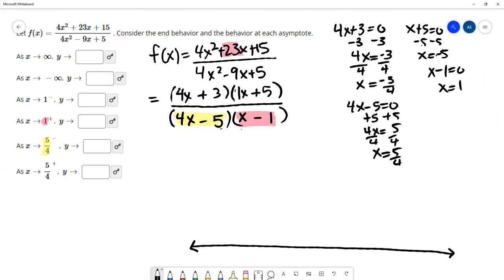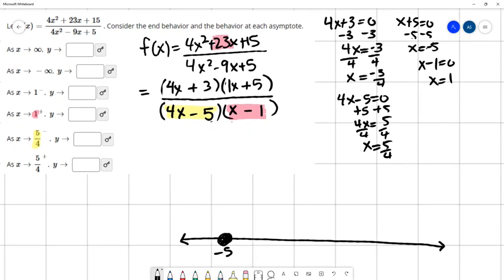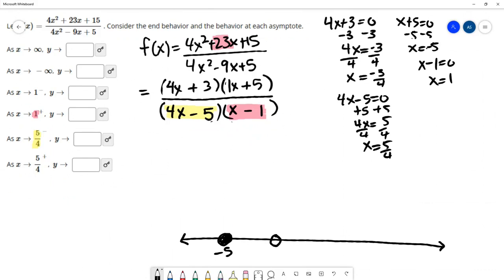So we're going to put all of those numbers on the number line in order. So we're going to have negative 5 being the smallest one. Then we have negative 3/4, and 1, and 5/4. I put open circles on the vertical asymptotes and filled in circles on the intercepts.